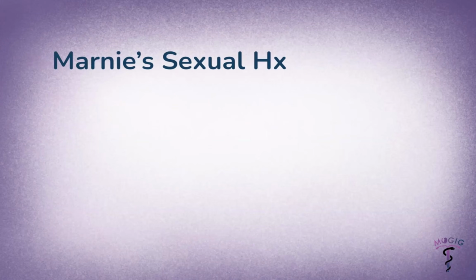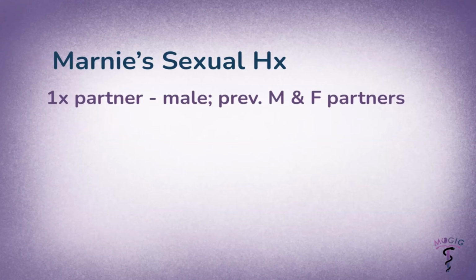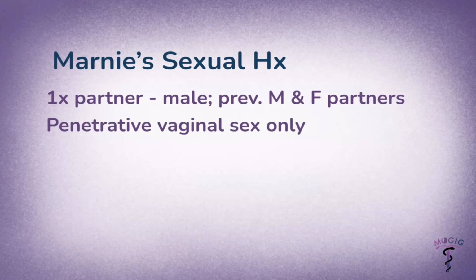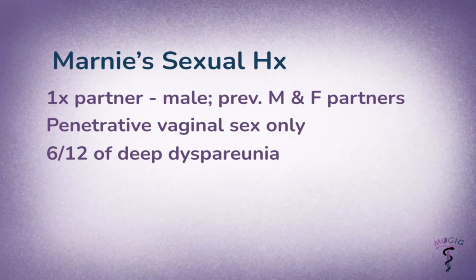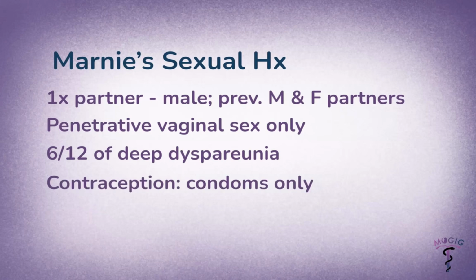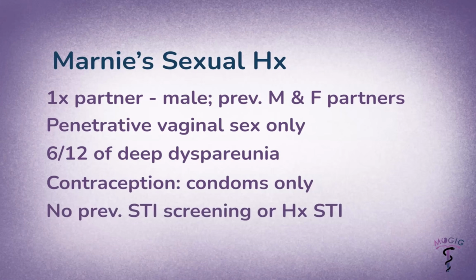So in terms of Marnie's sexual history, she said that she's sexually active with one partner who's male and her husband. She's previously had both male and female partners, but now only has one. She had penetrative vaginal sex only, and she mentioned that over the last 6 months, she's had quite deep pain on sex, which is causing her a lot of distress and making her quite unhappy. She said that she's only using condoms for contraception, and at the moment isn't on any hormonal agents. She also says that she hasn't had any STI tests in the past, and she's never been diagnosed with one.